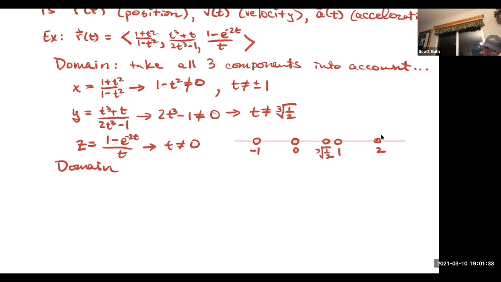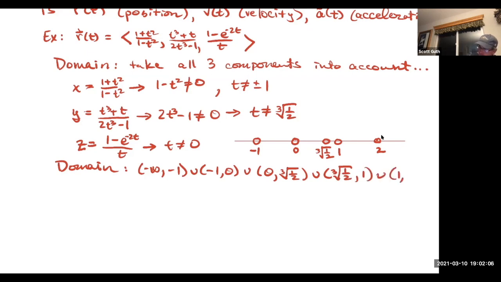So the domain would just be some horrible thing: negative infinity to negative 1, union negative 1 to 0, union 0 to the cube root of a half. This is ridiculous. I don't know where I came up with this problem. Union cube root of a half to 1, union 1 to 2, union 2 to infinity. I've run out of space.